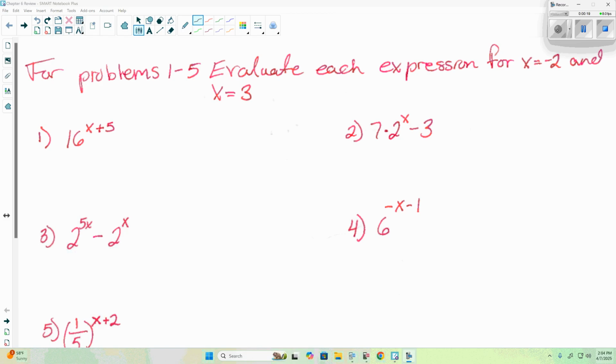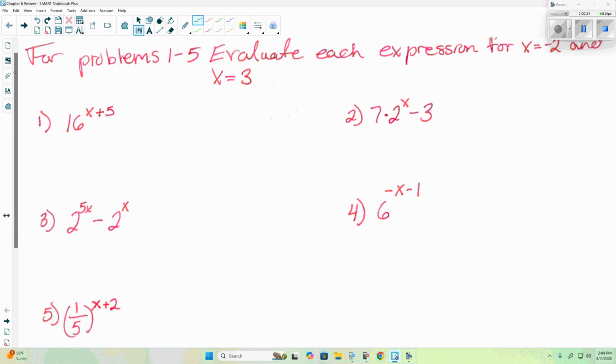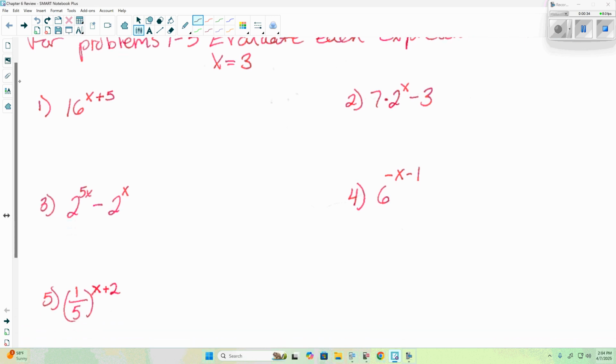Problems 1 through 5, we want to evaluate this. Evaluate each expression for x equals -2 and x equals 3. Well, we can start off with number 1, 16 to the x minus 5. So we'll start off with -2.